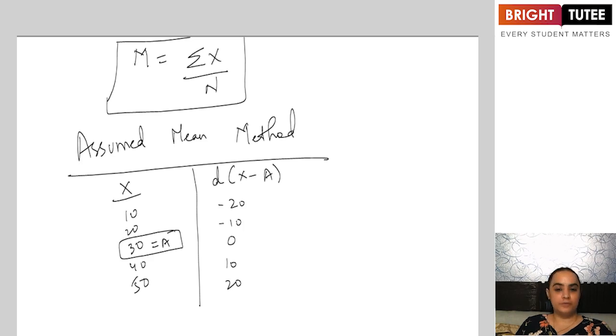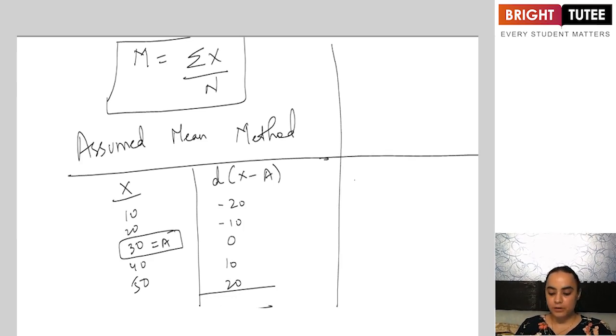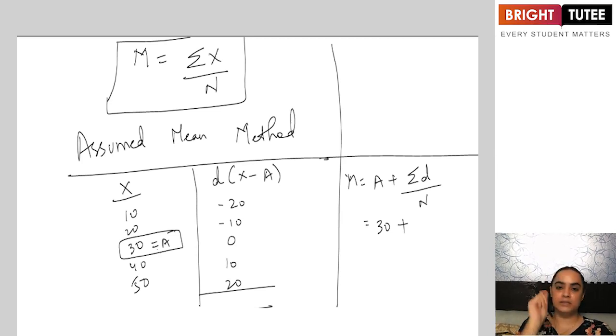Now what do you have to do? You have to calculate the mean using the formula. What was the formula of assumed mean? Assumed mean plus the sum of deviation upon n, right? My assumed mean is 30. What do I need next? This sum. The reason why we always prefer to take a middle value as the assumed mean, dear students, is because like this the calculation becomes easy.